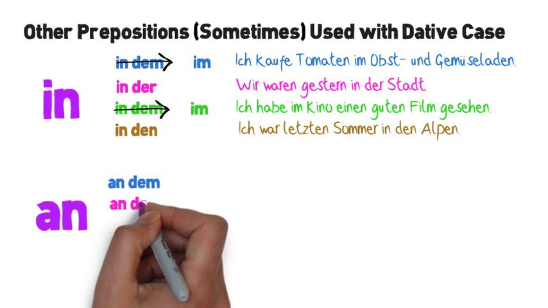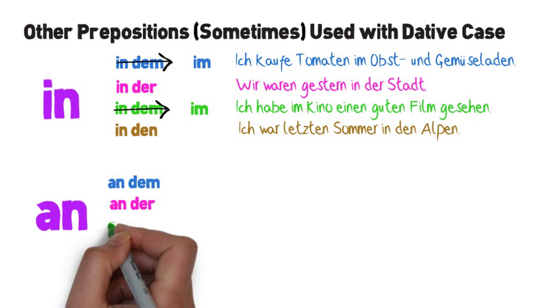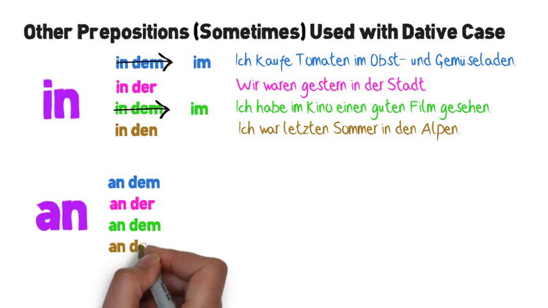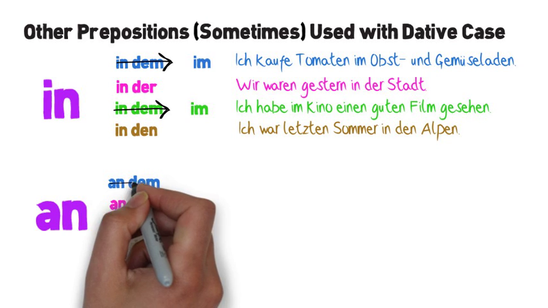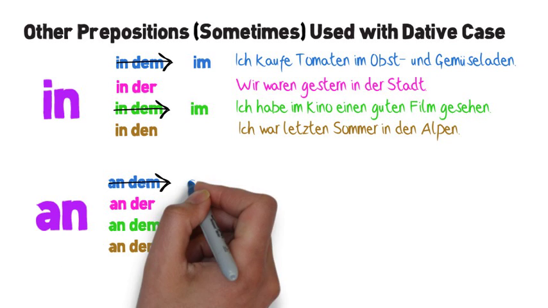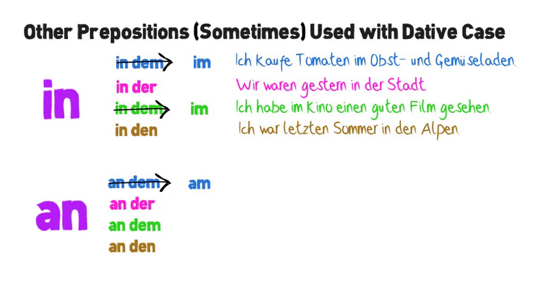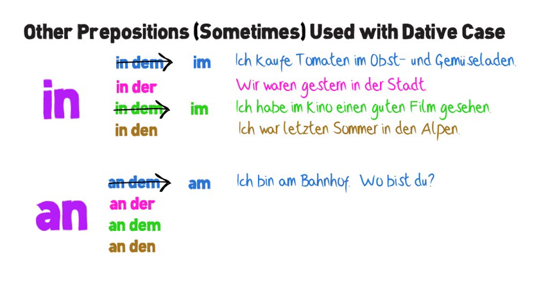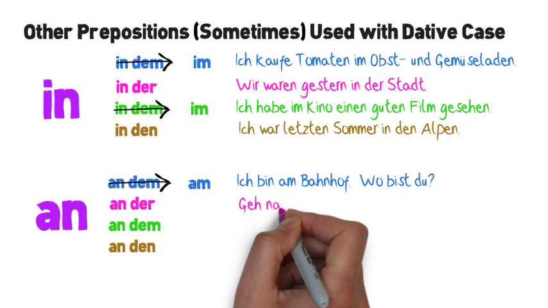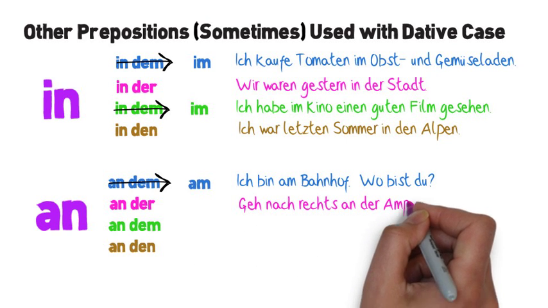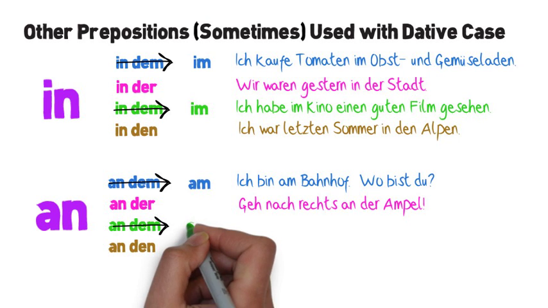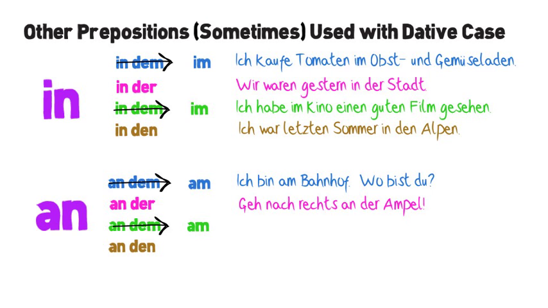Keep in mind that because we're using the dative case with these, the preposition in will translate as in, not to. Now the same principles apply to an. Since we want to say at, not to, we need to use the dative case with them. An dem will contract to am for both masculine and neuter words, while an der and an den remain uncontracted. Again, pause the video if you'd like to take a really good look at these examples.